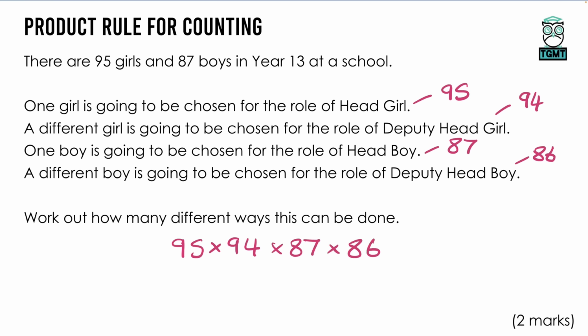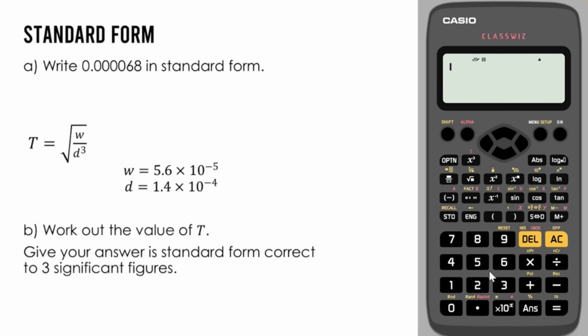So all we have to do is multiply all of these together. 95 times 94 times 87 times 86. We are going to get a very large number here, but our final answer is 66,814,260. There we go, that is 66,814,260 different options.